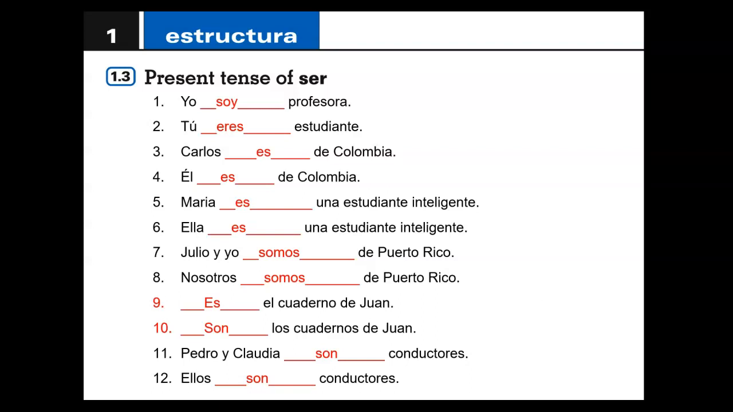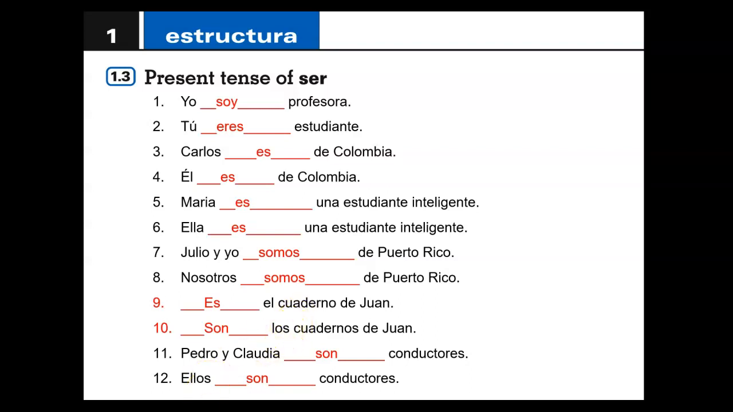Julio y yo somos de Puerto Rico. So now I replaced Julio y yo with the pronoun nosotros somos de Puerto Rico. So we are from Puerto Rico. Okay, number 9, I'm showing possession. Es el cuaderno de Juan. Okay, so notice I used es because it's talking about one item, one notebook. So it's Juan's notebook. Number 10 is plural.